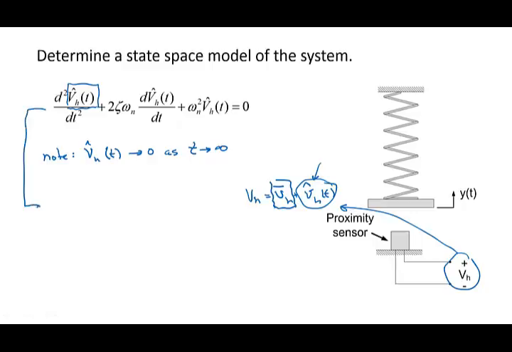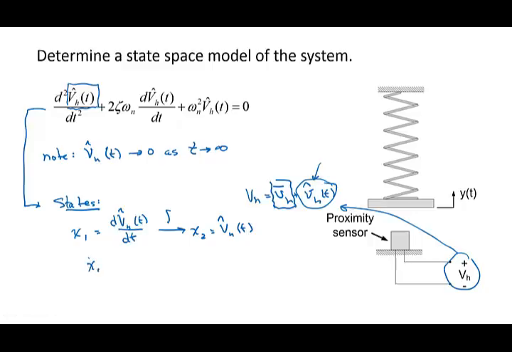So, picking states for this equation, my states are always the result of an integration. If I take this highest order term and integrate it, I can get my first state is the derivative of V sub H hat of T with respect to time. Then if I integrate that, that gives me my second state, which is just V sub H hat of T.